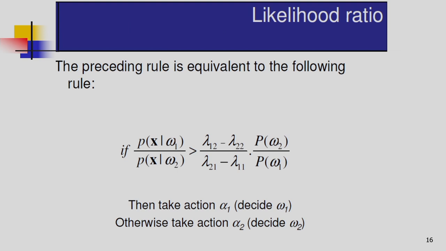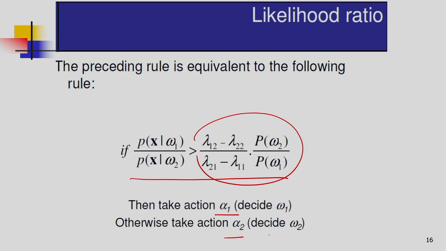And after this, we considered this ratio, that is nothing but the likelihood ratio. So, based on this likelihood ratio, you can also take a classification decision. So, if p(x|omega 1) divided by p(x|omega 2), that is the likelihood ratio, is greater than this value, then I have to consider the action alpha 1, that means I have to decide the class omega 1. Otherwise, I have to consider the action alpha 2, and that corresponds to the selection of the class omega 2.